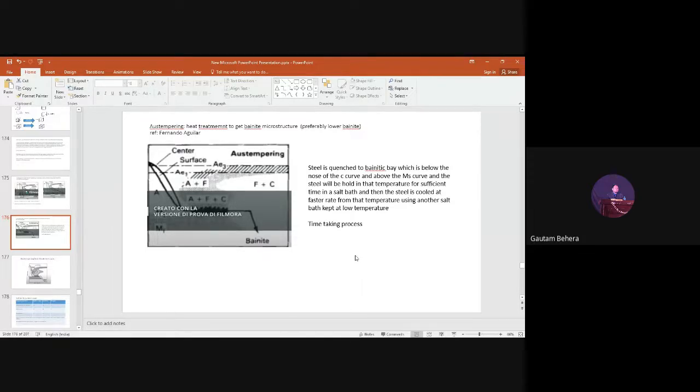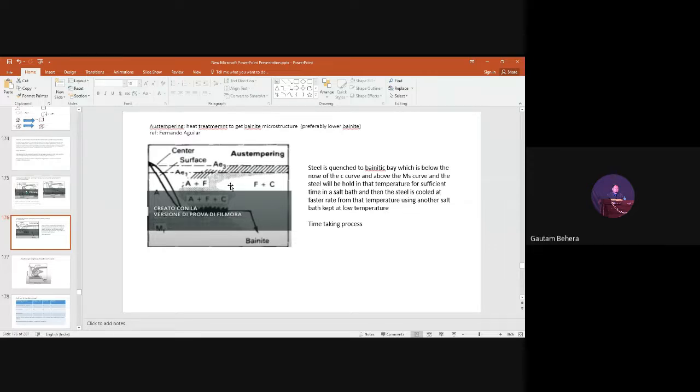If you are talking about lower bainite, lower bainite is very good as compared to tempered martensite also. It has high strength, high wear resistance, high toughness, high ductility also, right? It is very good, and high fatigue strength also, right? Impact strength also, right?